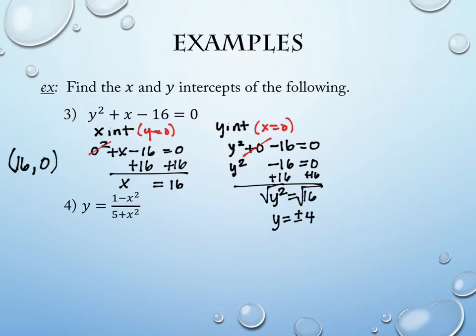But when you put a square root into a problem, you automatically put a plus or a minus whether you realized it or not. And the reason is because there are two numbers that I can square and get 16. 4 squared is 16, and negative 4. Negative 4 squared is also 16, right? So there are two answers. Y is 4 and y is negative 4. So my y-intercepts are actually 0 for x and 4, and 0 for x and negative 4. I have two y-intercepts.